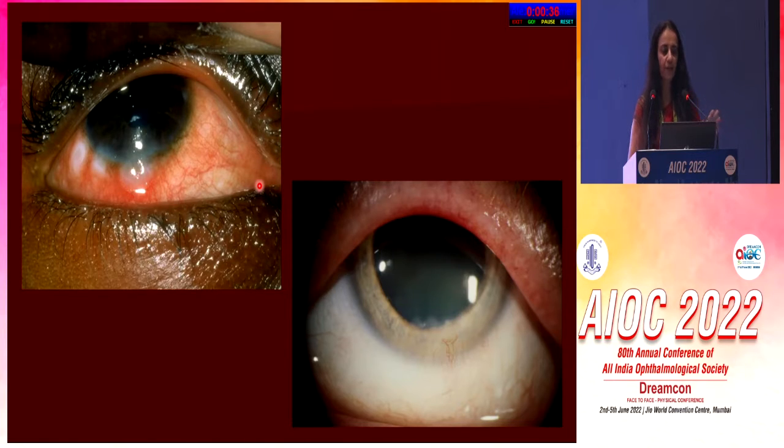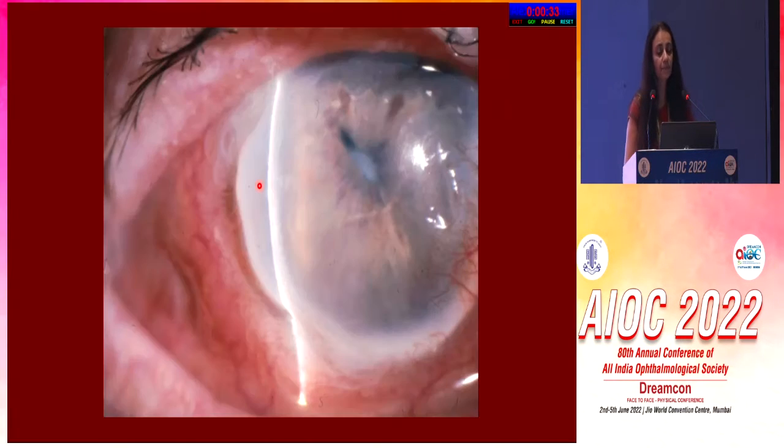I won't talk about flectenules. You see a lot more of those than I do. I'll talk about one more thing. What is wrong with this picture?